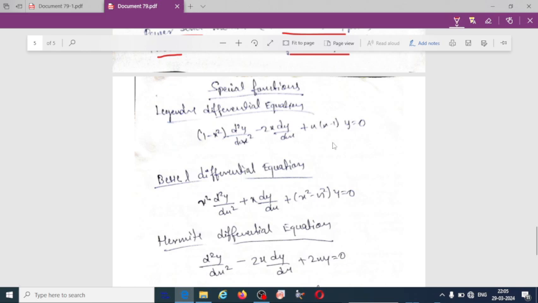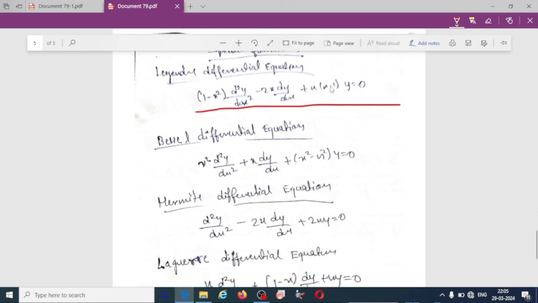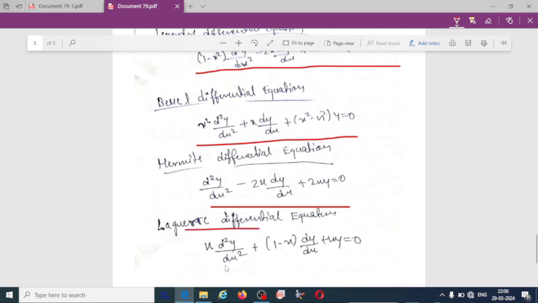The Legendre differential equation, this formula you should remember: (1 minus x square) d square y by dx square minus 2x dy by dx plus n(n plus 1) y is equal to 0. Bessel differential equation: x square d square y by dx square plus x dy by dx plus (x square minus n square) y is equal to 0. Then Hermite differential equation: d square y by dx square minus 2x dy by dx plus 2ny is equal to 0. Laguerre differential equation: x d square y by dx square plus (1 minus x) dy by dx plus ny is equal to 0.